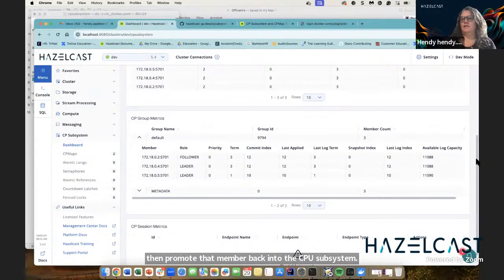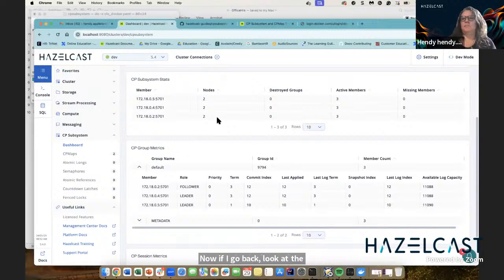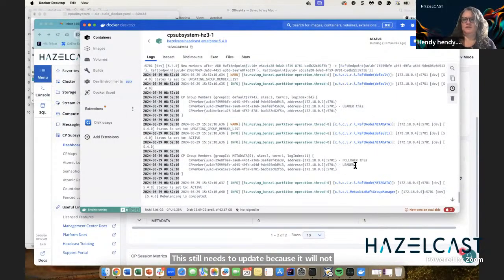Now, if I go back and look at the stats, he's back up and running. He has rejoined the group. This still needs to update because he will not rejoin as the leader. If I go back over to Docker, you will see that he's rejoined as a follower, and the leadership has stuck with the leader that was elected when he disappeared.